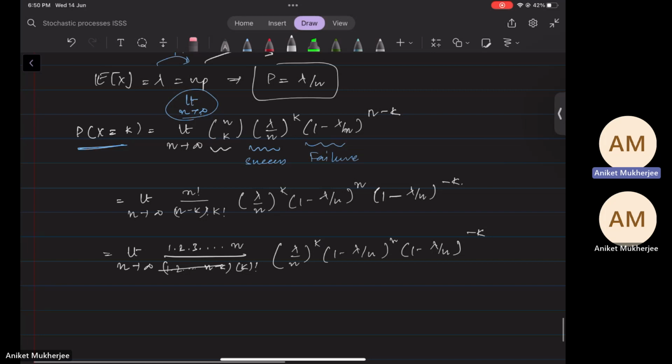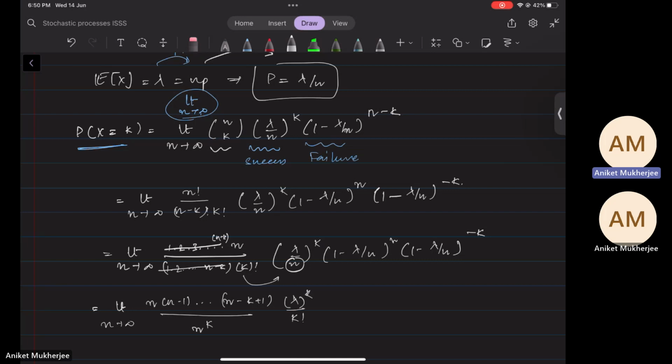So I can cancel out the terms till n minus k. Then I have limit n tends to infinity of n into n minus 1 into so on till n minus k plus 1, divided by n power k. I bring this n power k to the denominator, and I take the k factorial to this side. I get lambda power k by k factorial into 1 minus lambda by n whole power n into 1 minus lambda by n whole power minus k.